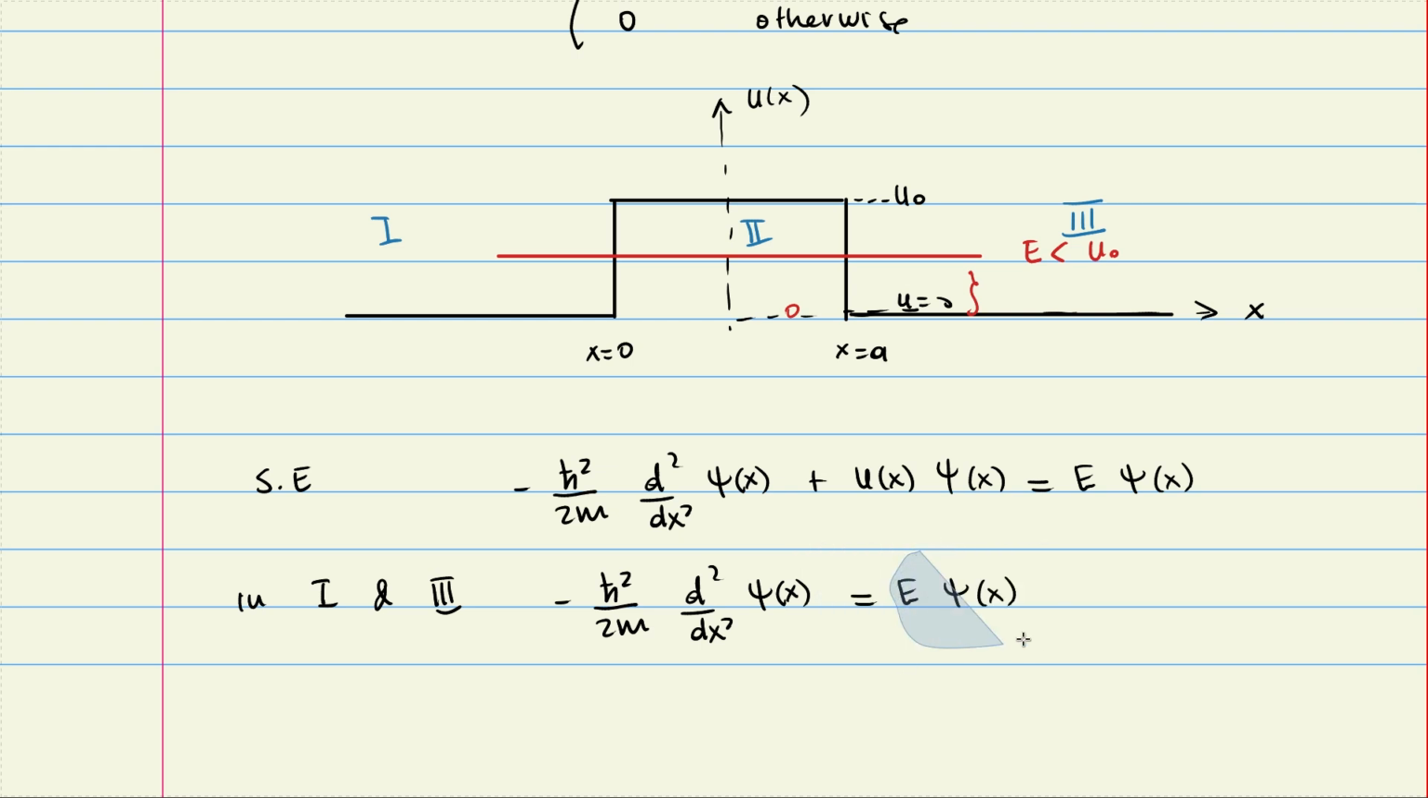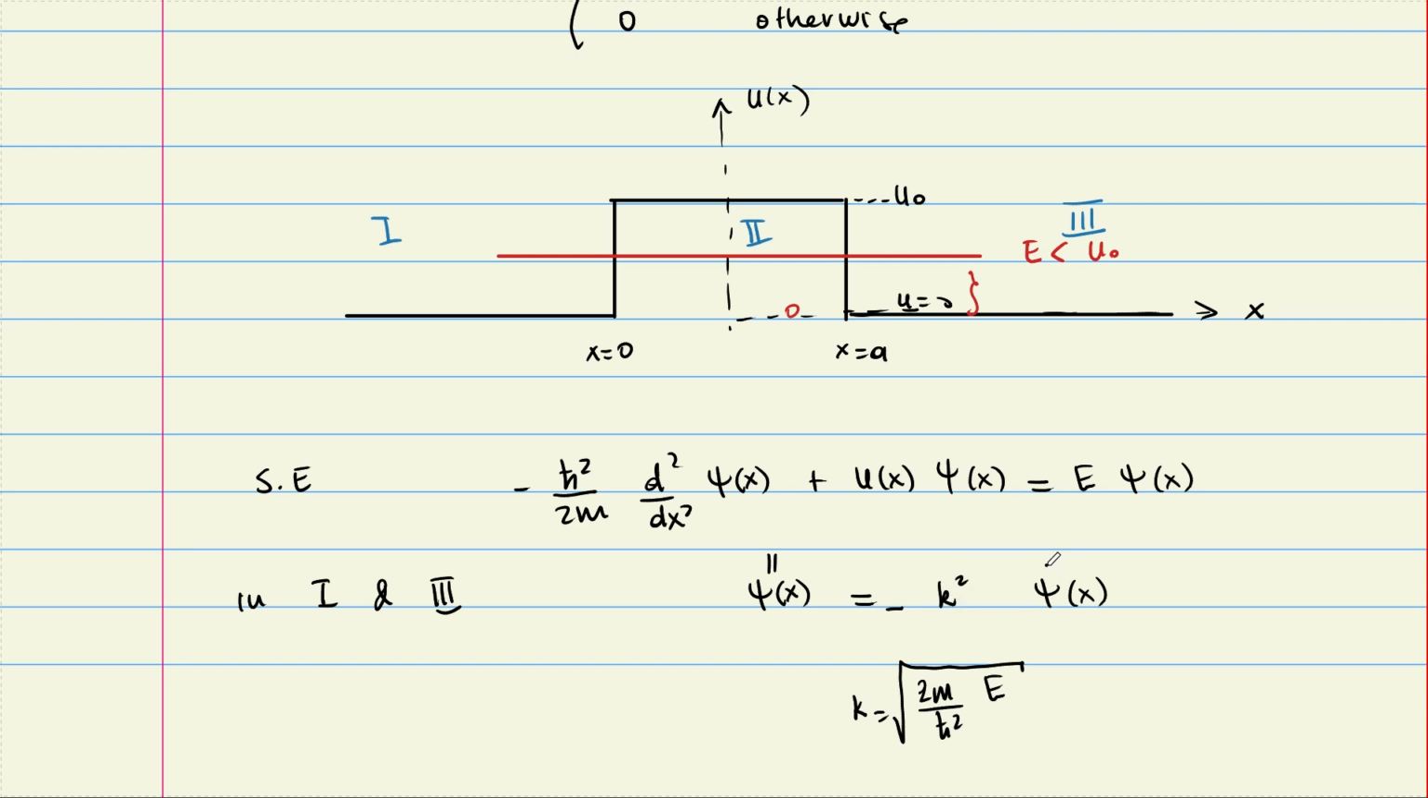And like last time, we are just going to rearrange this. So this is going to be 2m over h bar squared, and we are going to put a minus here, and this is double prime. And this object is positive, so this is a positive quantity. I call this k squared, or I can take the square root and say k is equal to this, and this is k squared here.